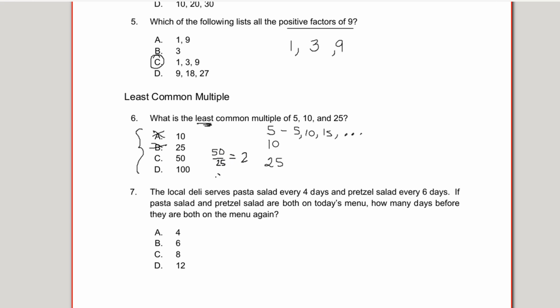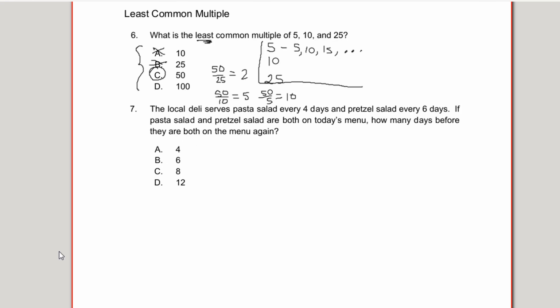And we can take 50 divided by 10 is 5. And 50 divided by 5 is 10. So that is going to be our least common multiple, and that is answer choice C.